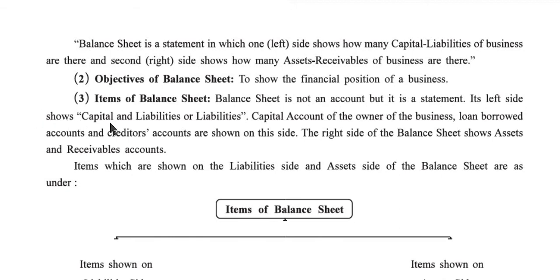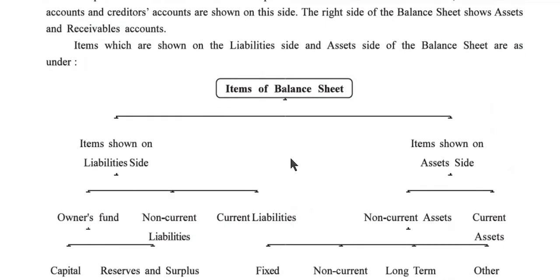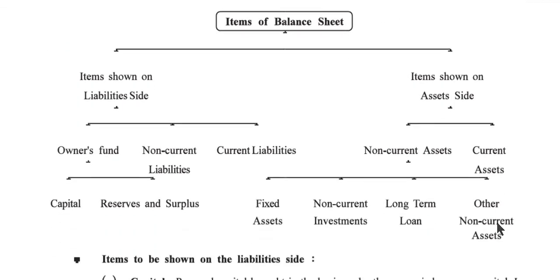The left side shows capital and liability, like the capital account of the owner of the business, loan borrowed account, and creditors accounts. The right side of the balance sheet shows asset and receivable accounts. Items which are shown on the liability side and asset side of the balance sheet are as under. Items shown on the liability side: owner's fund, non-current liability, and current liability. Items shown on the asset side: non-current asset and current asset.